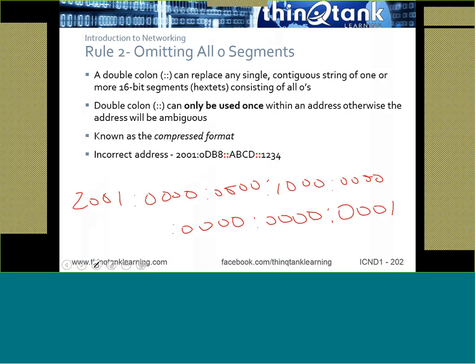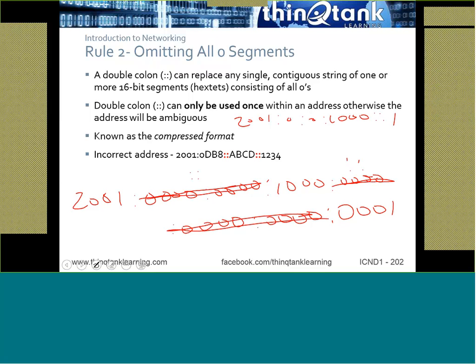2001:0000:0000:1000:0000:0000:0000:0001. I can only do this one time. I can replace either these zeros with a double colon, or I can replace those zeros with a double colon. So I would write this address as 2001:0:0:1000::1. Make sense?